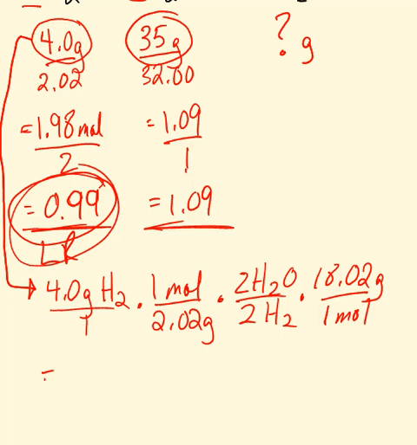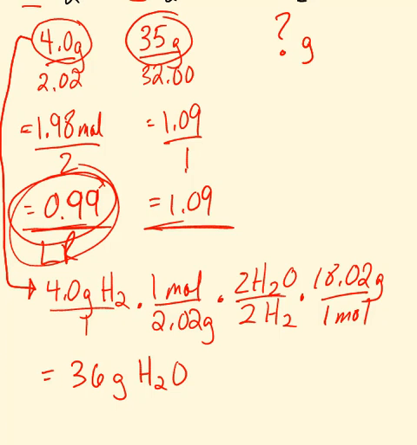Okay, and then you do all those calculations: 4 divided by 2.02, times 2 divided by 2, times 18.02, and you get 35.6. Let's call it 36 grams of water, 2 sig figs.